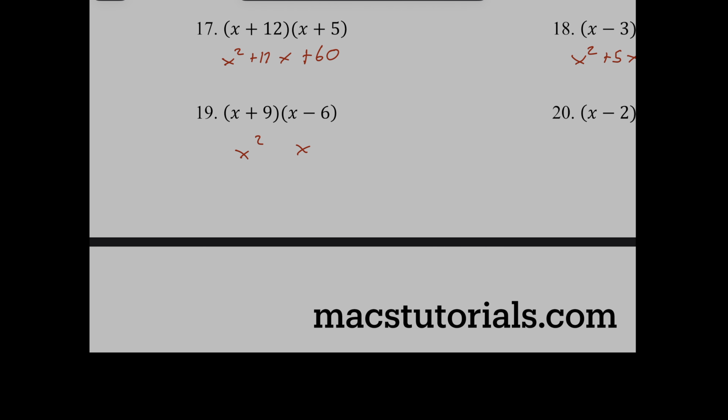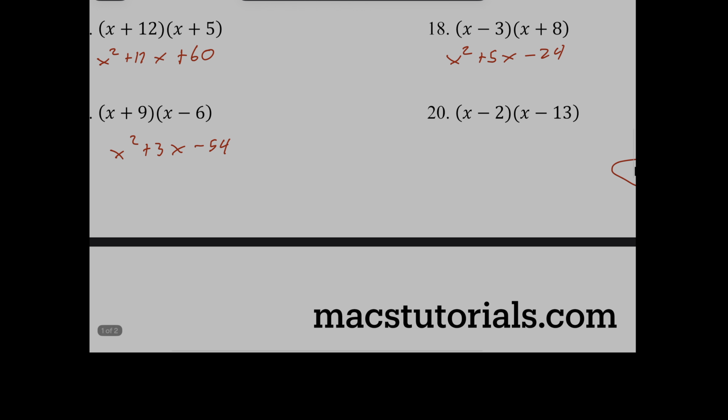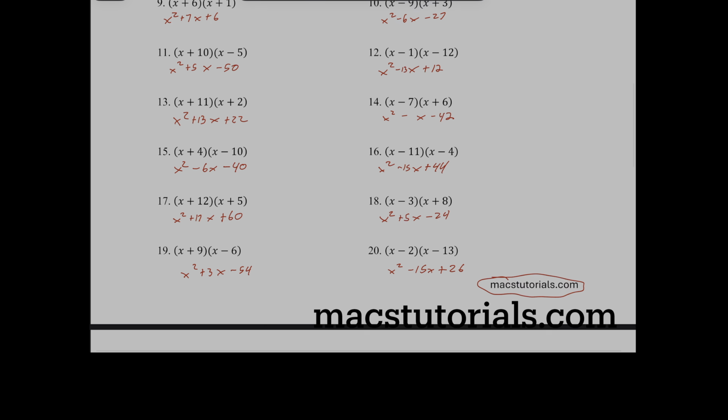And then let's go number 19. We're going to add them. Positive 3. We're going to multiply them. Negative 54. And number 20, we're going to add them, which is going to be a negative 15. And then we're going to multiply them, which is a positive, because they're both negative, 26. Okay? And that, my friends, is version A.